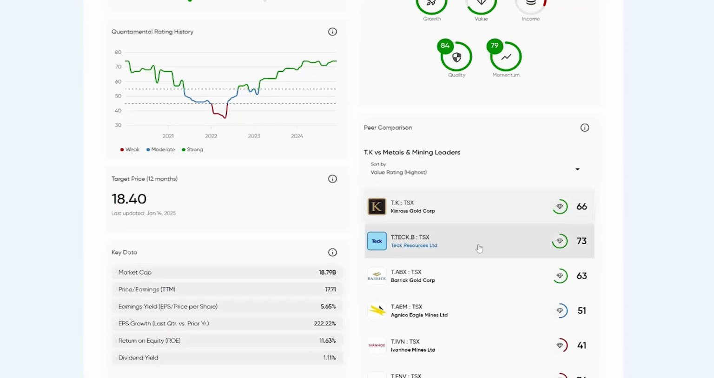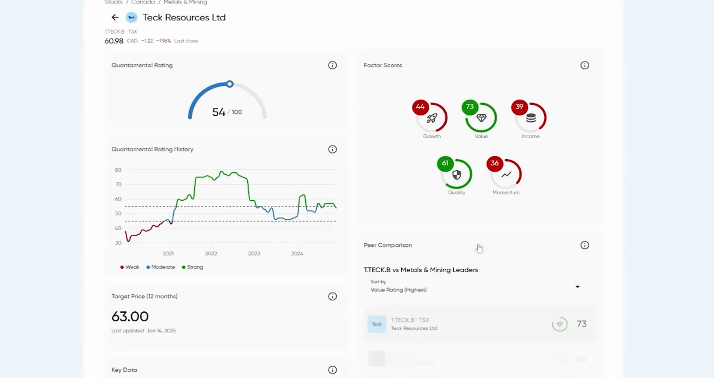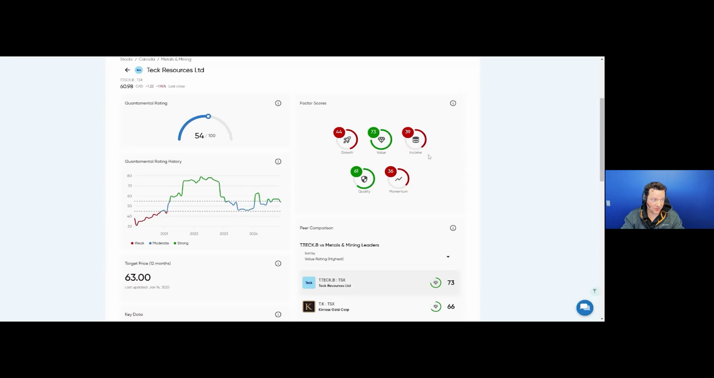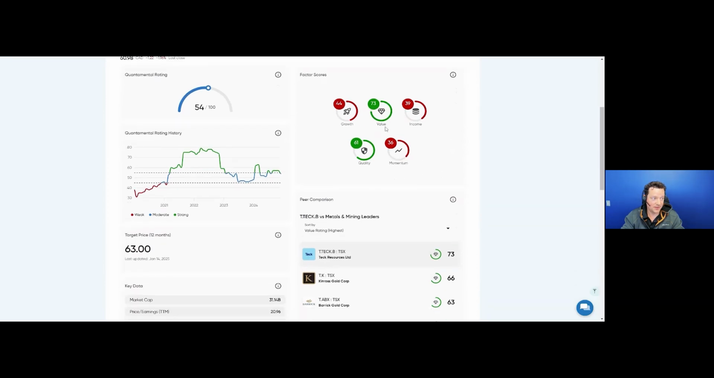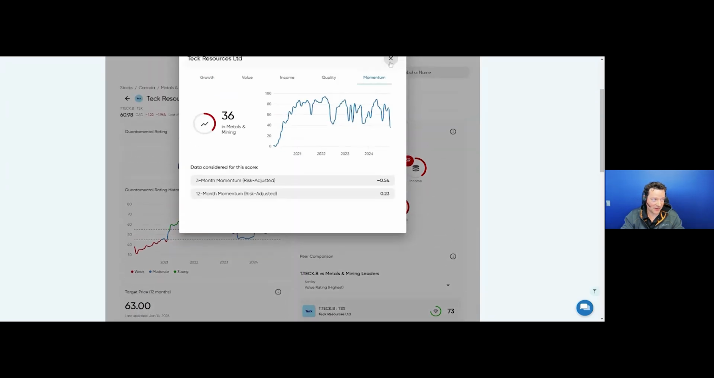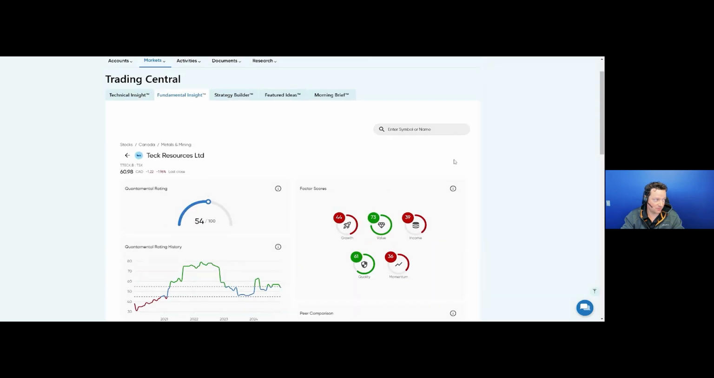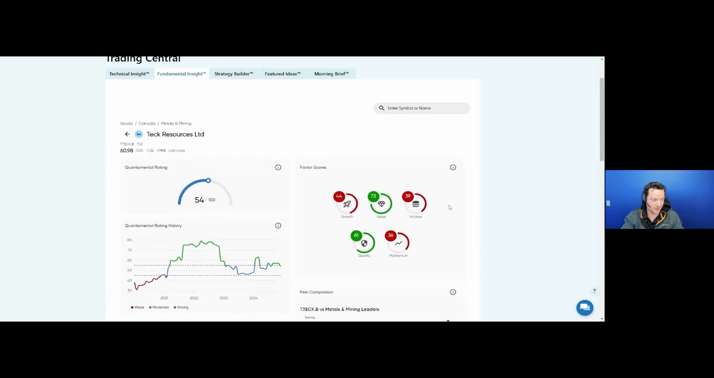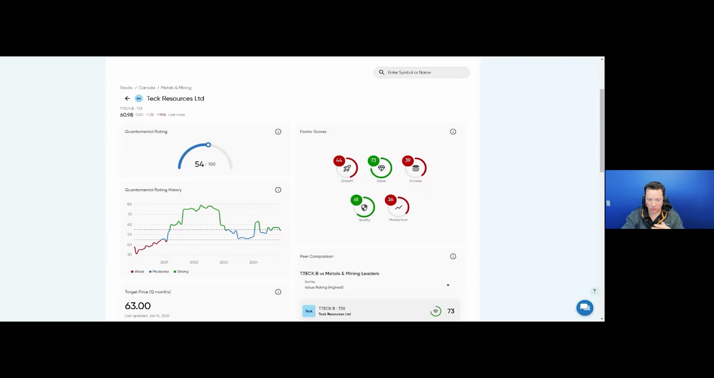So if I looked at this example here in Teck Resources, it looks better from an overall quantitative rating. But if I click on it, we know that there's some factors that are not as good, right? So we can see that although it had a high value, growth is suffering and momentum specifically is also quite low. And we can see that probably on a stock chart, which we can pull up later on, technical insights. But again, it really reflects the overall trend of the stock. Price does matter, and we're combining it with fundamentals, which is fantastic.